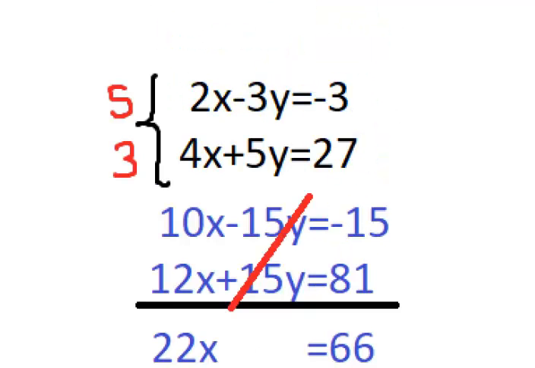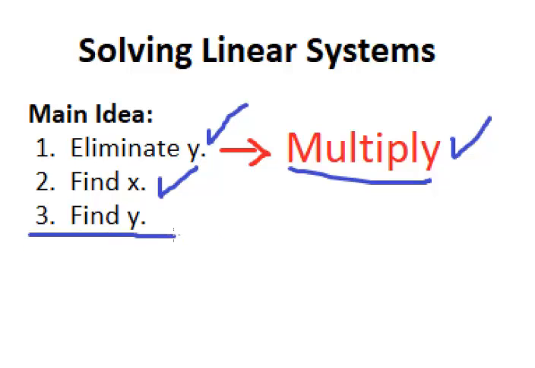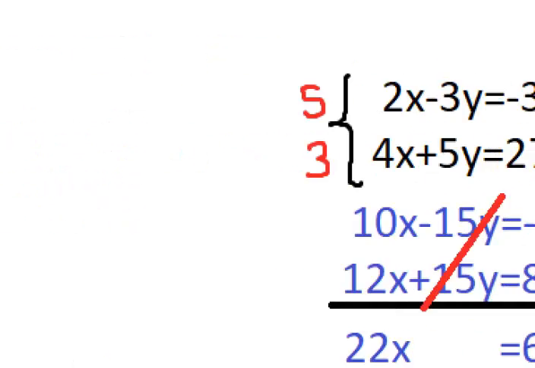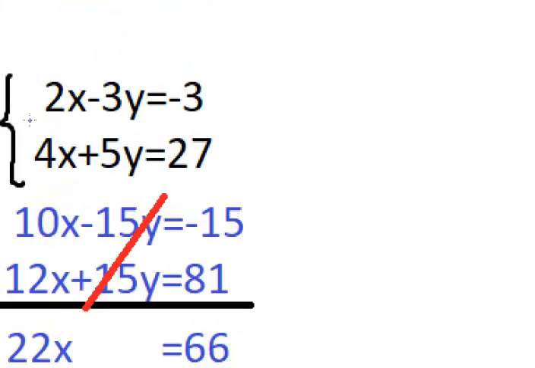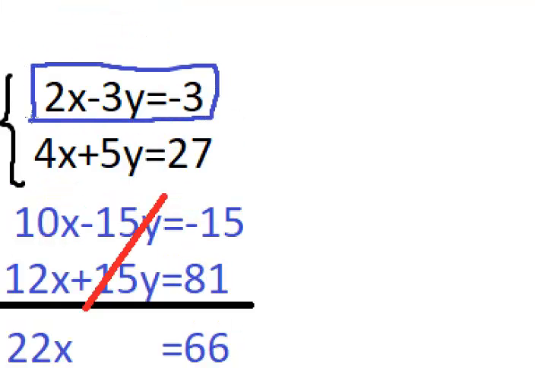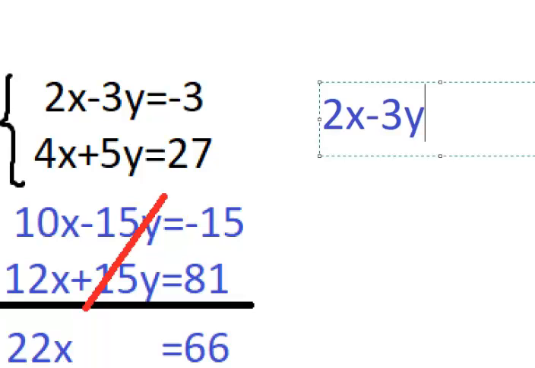I already found x, so remember the steps, okay? Eliminate y, I had to multiply first, but I did it, and then I could eliminate y, and I already found x. Now I'm just missing finding y. That's the last step that I'm missing, okay? So what am I going to do? How do I do that step? I copy the first line of the original exercise, okay? So I'm going to copy that in here. I'm going to copy 2x minus 3y equals negative 3, okay?